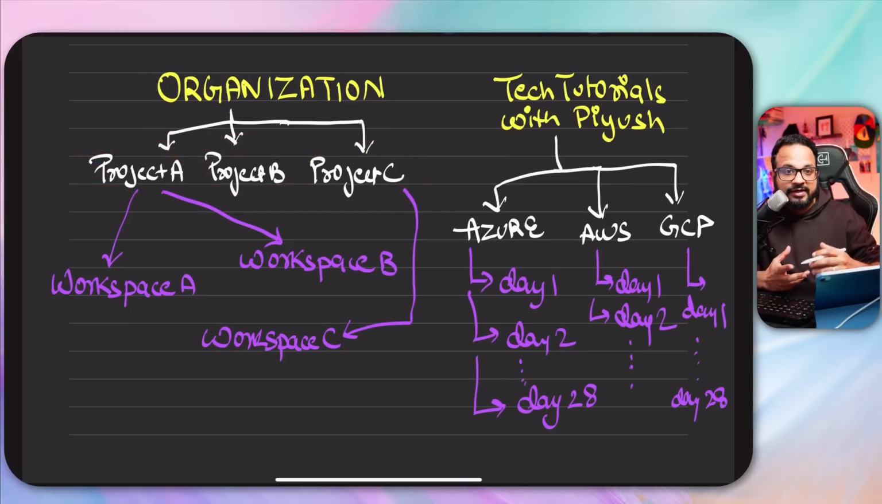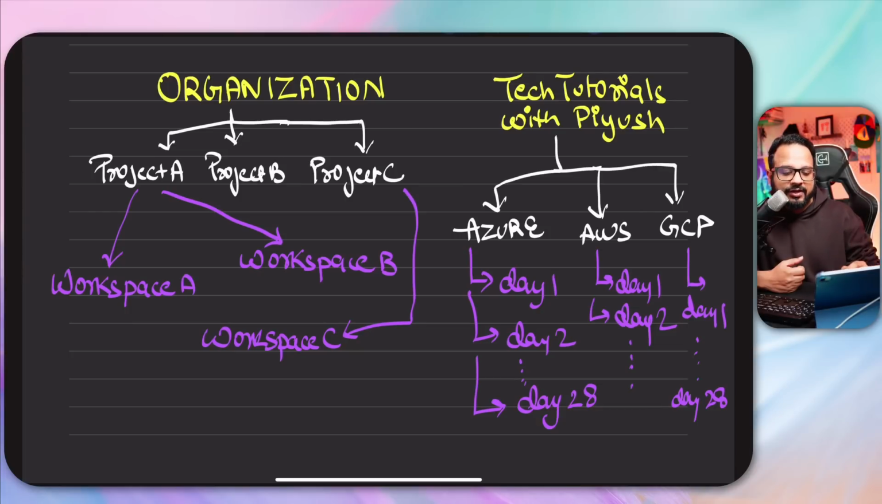For this particular series, like what I promised to my viewers, I'll be creating a Terraform series for all three clouds, Azure, AWS, and GCP. So we can create a separate project for each of these clouds, Azure, AWS, and GCP. They are logically separated, right? They don't have access to each other's resources, and it all comes under one organization.